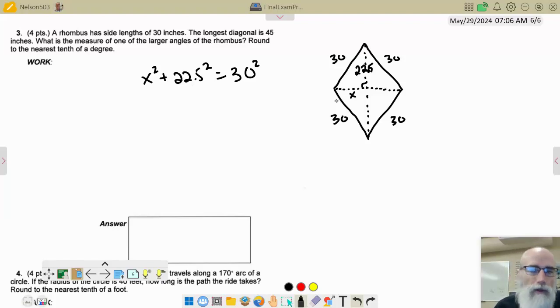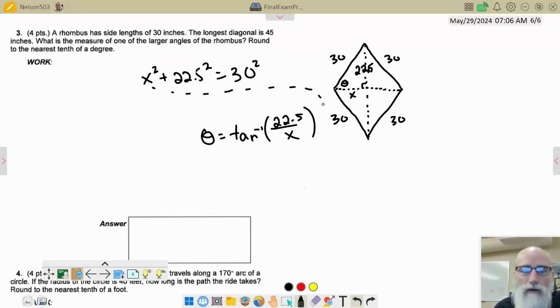So you go ahead and do the Pythagorean theorem, and then to get this angle, let's call it theta, you could go theta is equal to the inverse tangent of 22.5 divided by whatever you get up here for x. I know I don't have two variables here because I will know what x is after I do the Pythagorean theorem. Plug that in right there. And then you'd have this angle and just double it, because the diagonals bisect the angles as well. So it's a weird problem. Maybe they messed that one up as well.